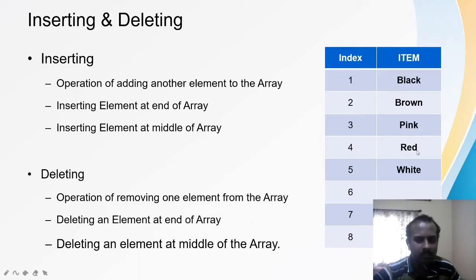So what I have to do? After I delete the element, that is item is equal to LA of k, I have to bring every element one step upward. That is LA of k is equal to LA of k plus 1. That is LA of j is equal to LA of j plus 1. So now red will come to the pink position and white will come to the red position. Now it is proper. Black, brown, red and white.